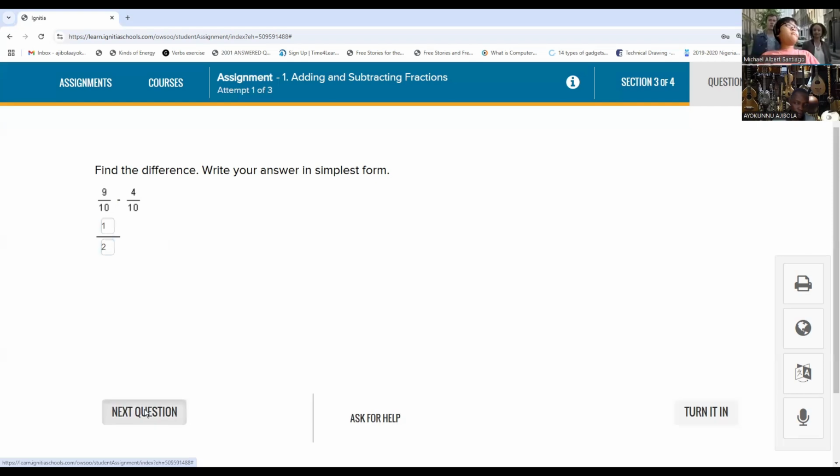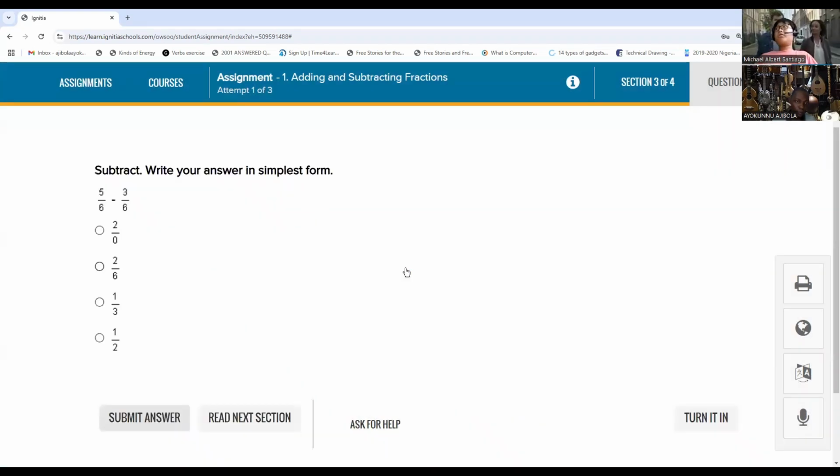Then the next question, look at it. Write your answer in simplest form. What is 5 minus 3? That's 2 over 6, and that's 1 over 3.